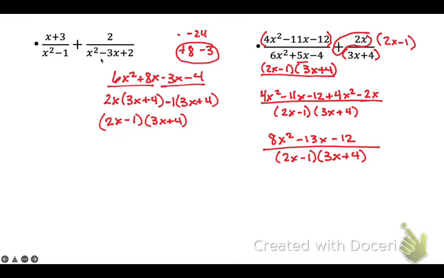Okay, so I need 8 times 12, which is negative 96, yes? So factors of 96 that have a difference of 13. 9 and... 9 doesn't go into 96. 8 times 12, and that doesn't have a difference of 13.